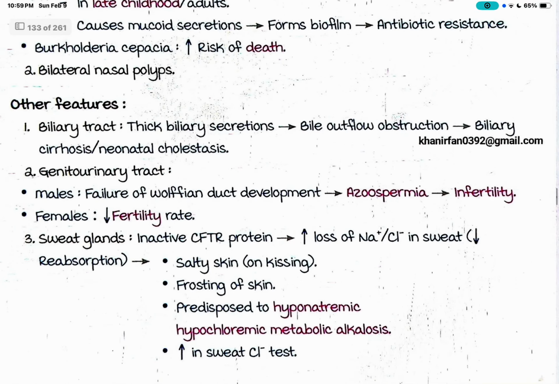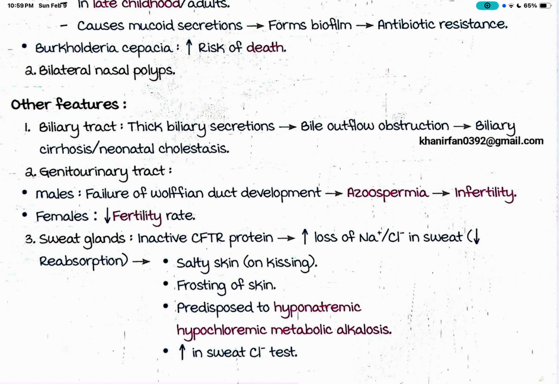Other features: biliary tract, thick biliary secretions, bile outflow obstruction, biliary cirrhosis, neonatal cholestasis. Genitourinary tract, males: failure of Wolffian duct development, azoospermia, infertility. Females: decreased fertility rate.